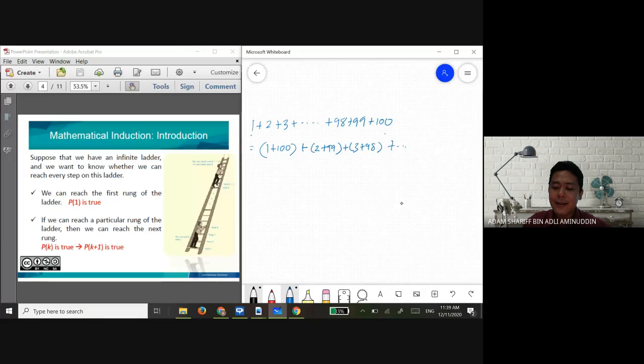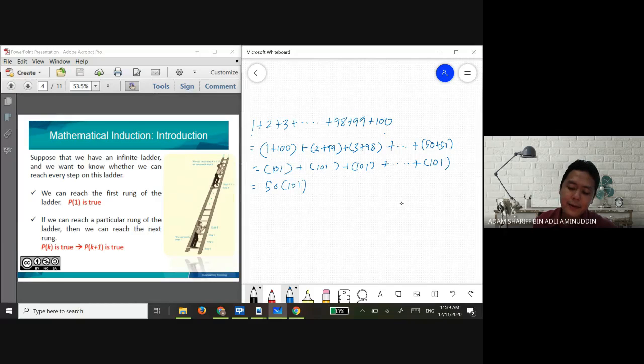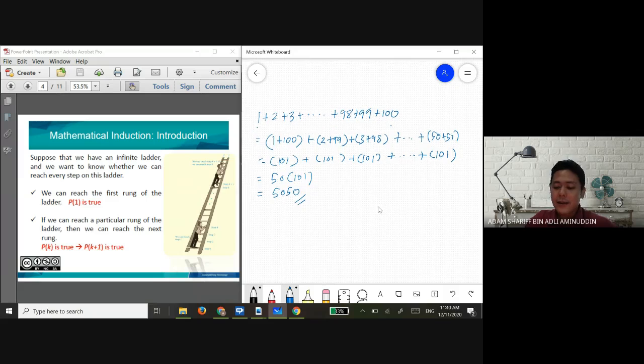Plus until the last bracket, which is 50 plus 51. The summation inside each bracket is 101. So 101 plus 101 plus 101, how many 101s are there? There are 50, so 50 times 101 becomes 5050. The young boy managed to answer it in minutes. That is the story that has been told.